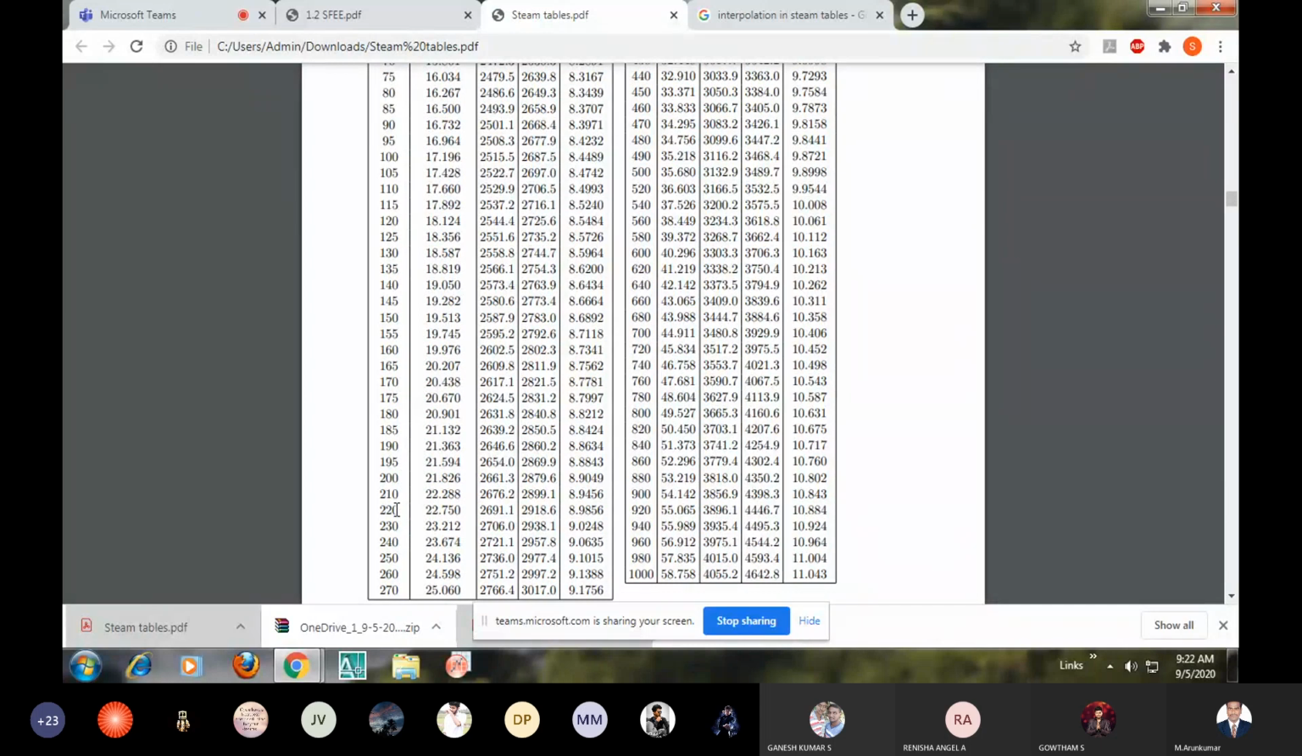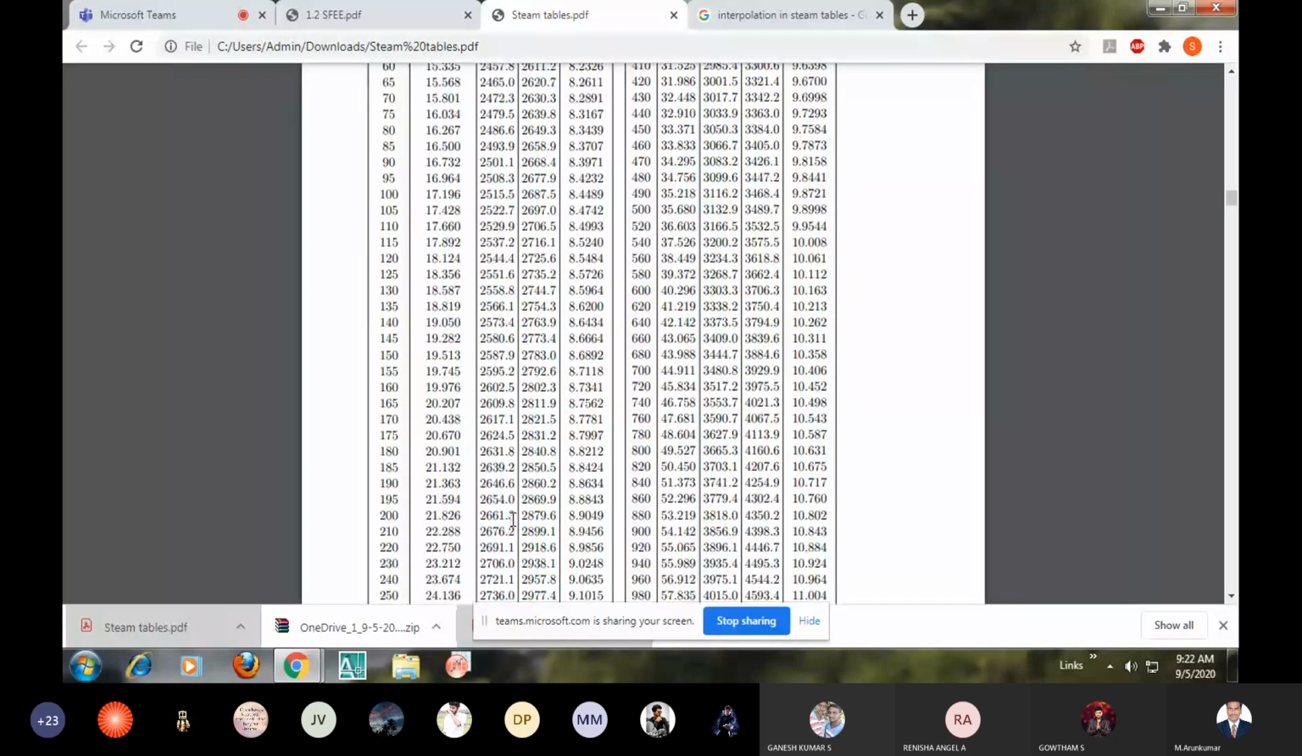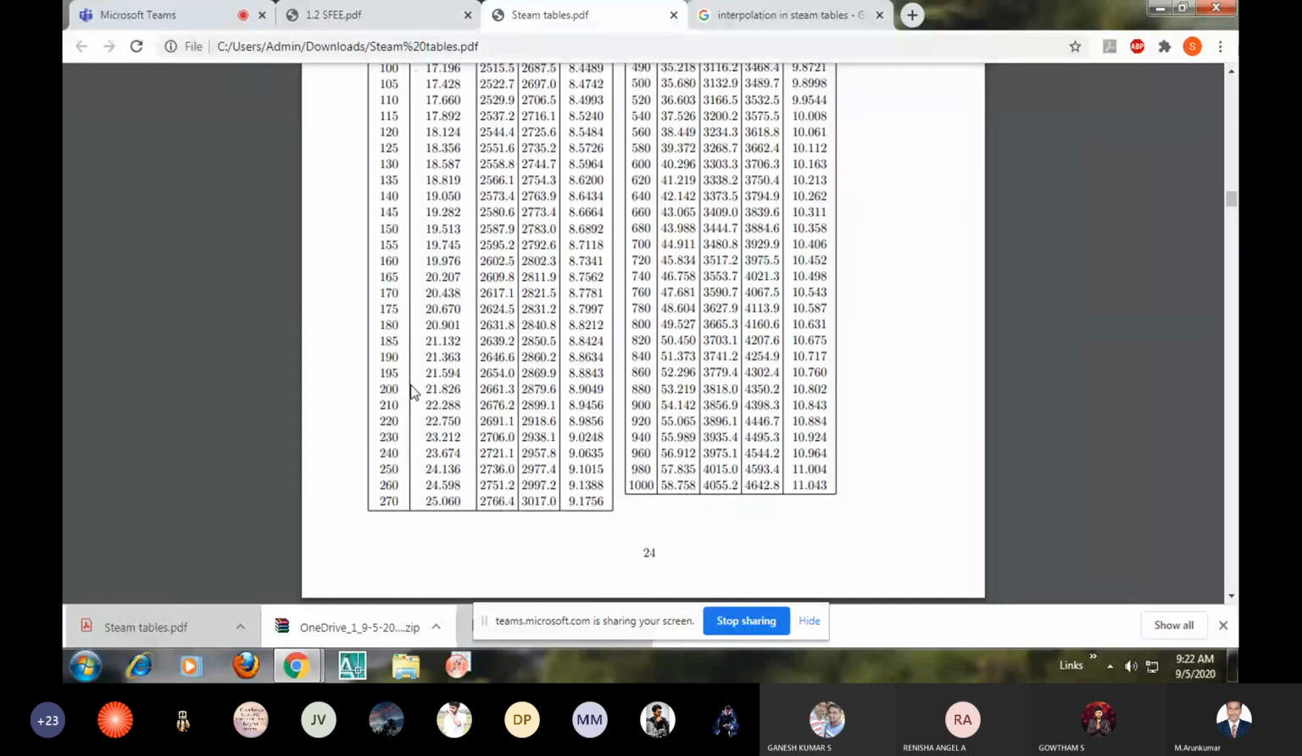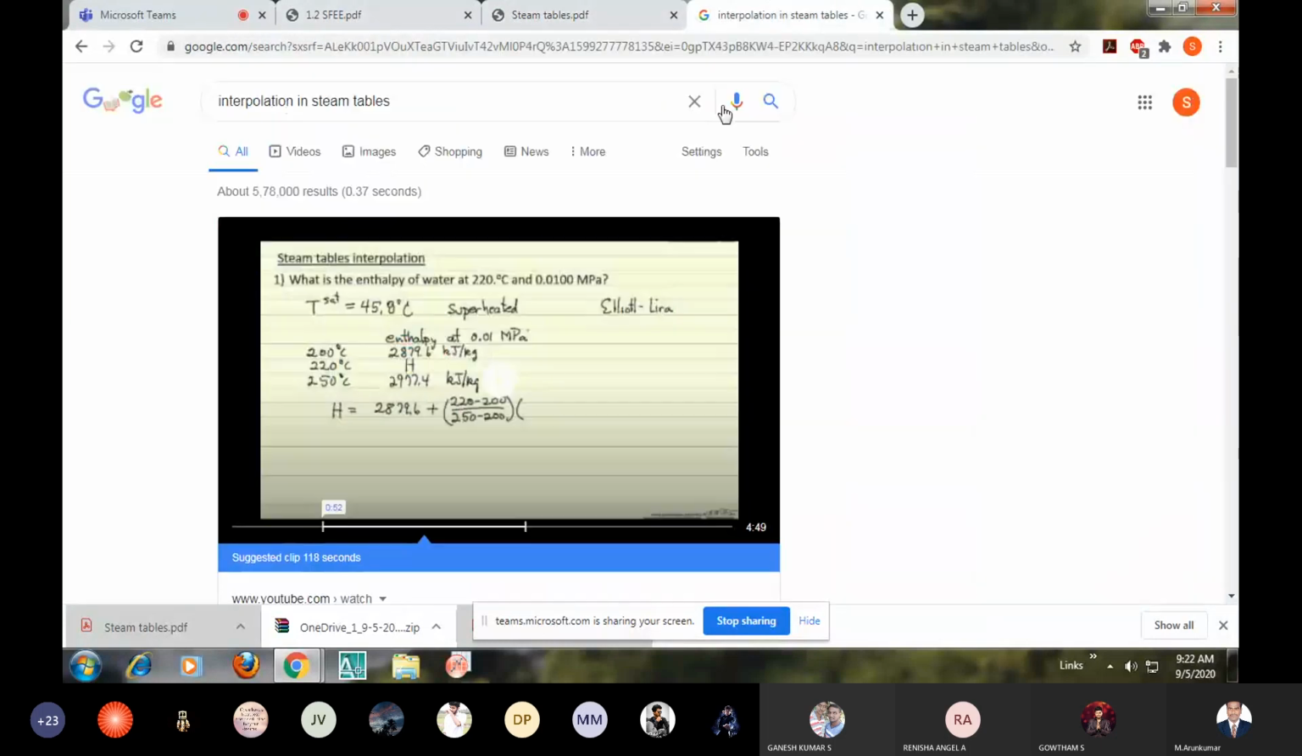The properties were 1.5, that is specific volume. Then we can have the internal energy, then entropy, then enthalpy. So there is a 220. Then we can directly take the properties for this.